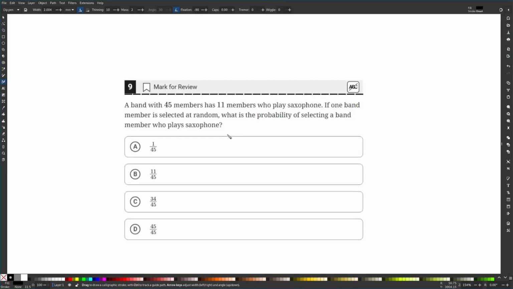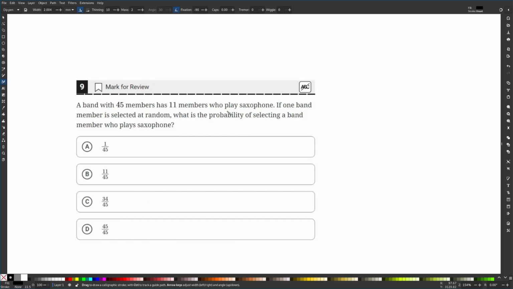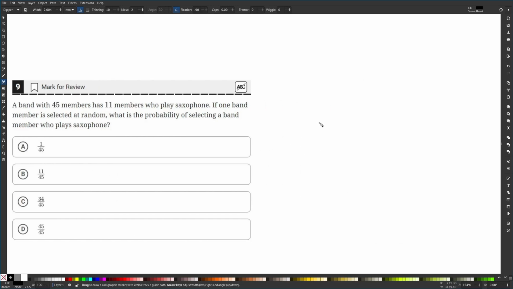Next one. A band with 45 members has 11 members who play the saxophone. If one member is selected at random, what is the probability of selecting a band member who plays the saxophone? Okay, when you have these probability problems, just think of part divided by whole.